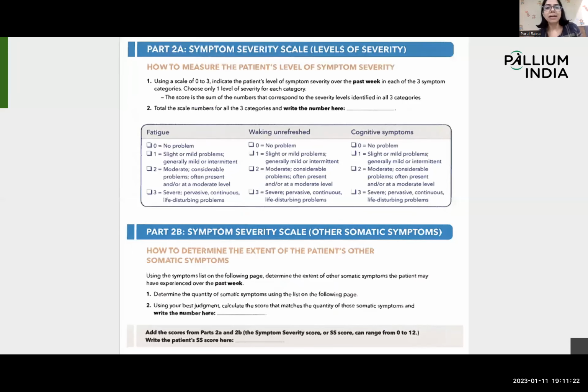And the second part has 2 components: symptom severity and the other somatic symptoms. Here again, we ask the patient over the past week, how much is the symptom severity, where 0 is no problem, 1 is slight or mild, 2 is moderate, and 3 is severe. There is fatigue, waking unrefreshed, and cognitive symptoms. And in other somatic symptoms, there are various other symptoms. Next slide.